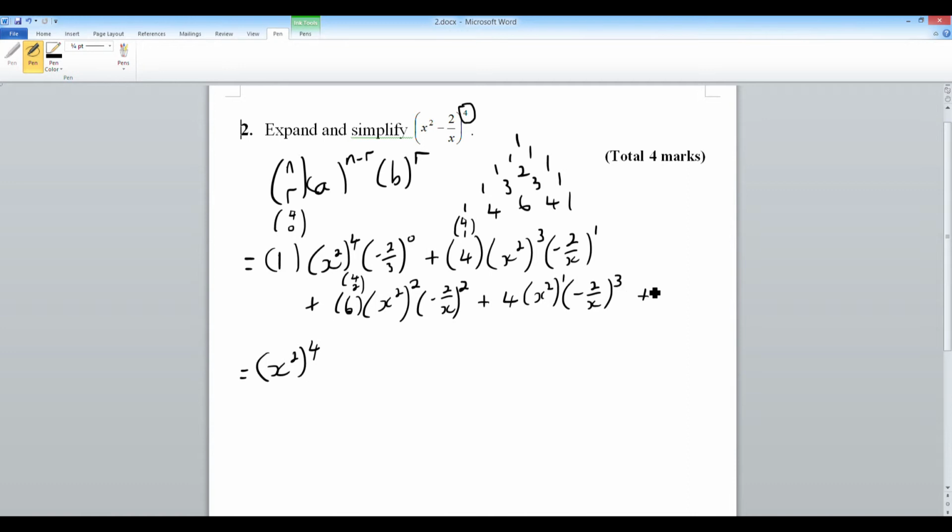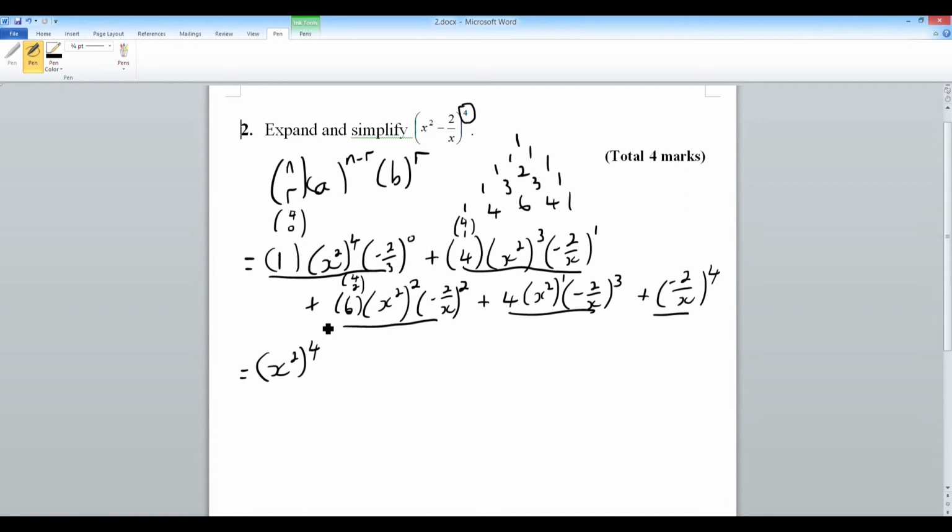And then of course my last term, or my fifth term, the coefficient is going to be 1. I'm only going to focus on the b part. It's going to be negative 2 over x to the power of 4. And I will see I have 5 terms. This is my first term here. 1, 2, 3, 4, 5. Sorry, 5 terms. Yes. Now let's go and simplify.